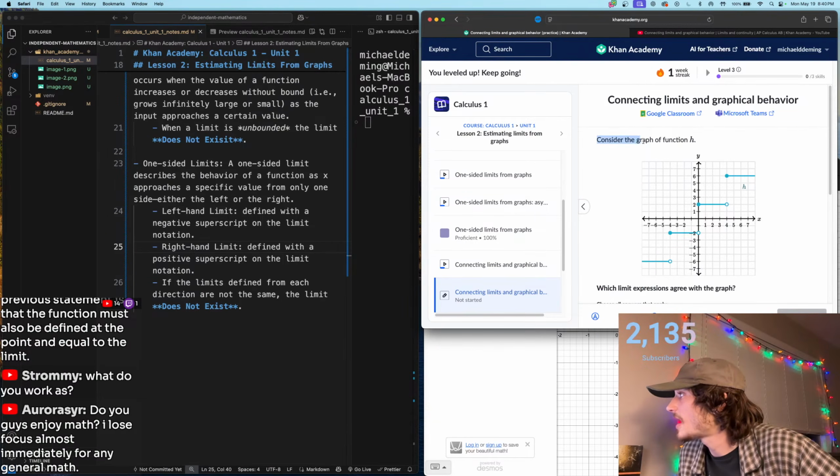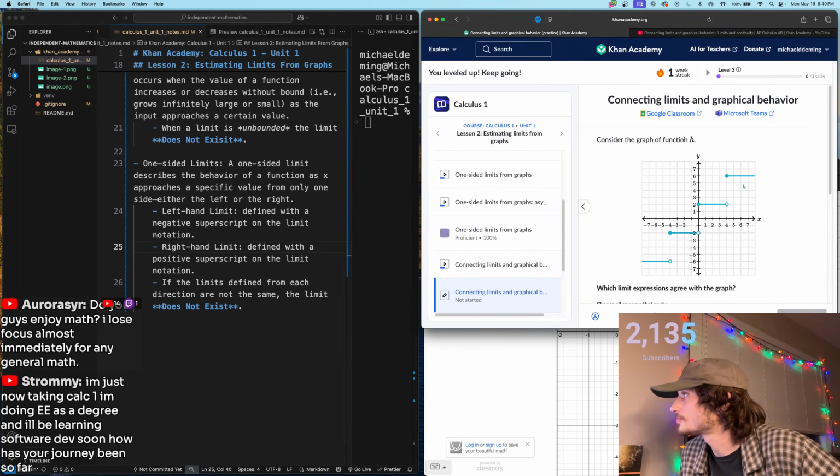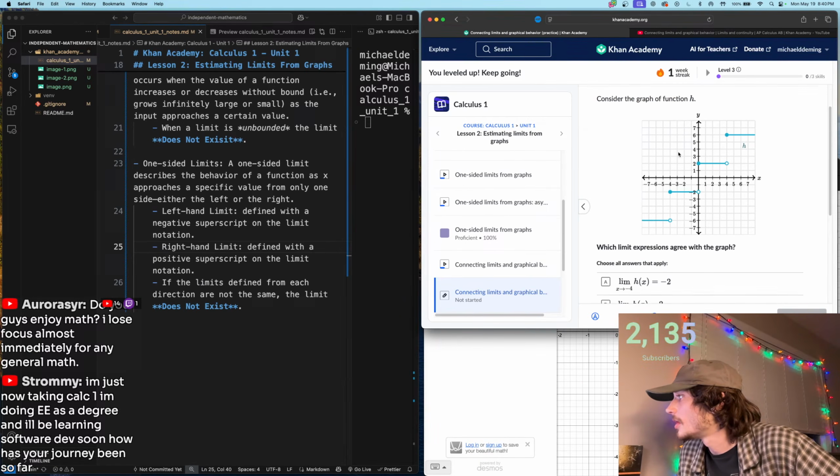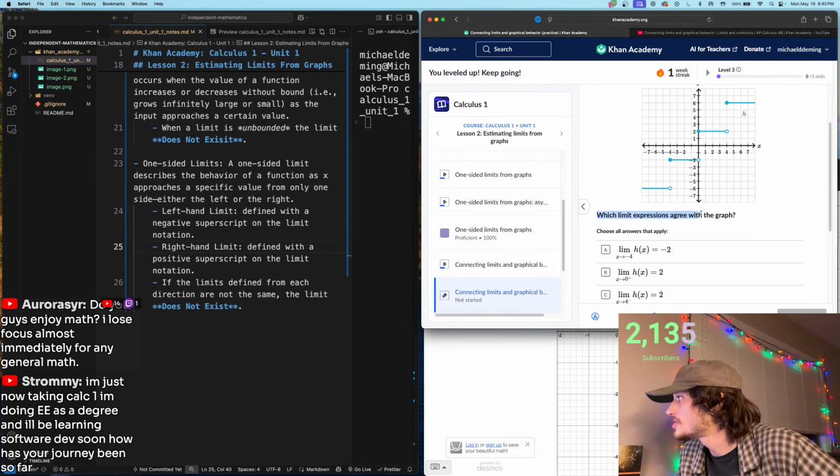All right, consider the graph of the function h. Which limit expressions agree with this graph? So the limit of h of x equals 2 as x approaches negative 4. As x approaches negative 4, from both directions, we converge on a limit of negative 2. That is false. We have a limit of negative 6 down here.